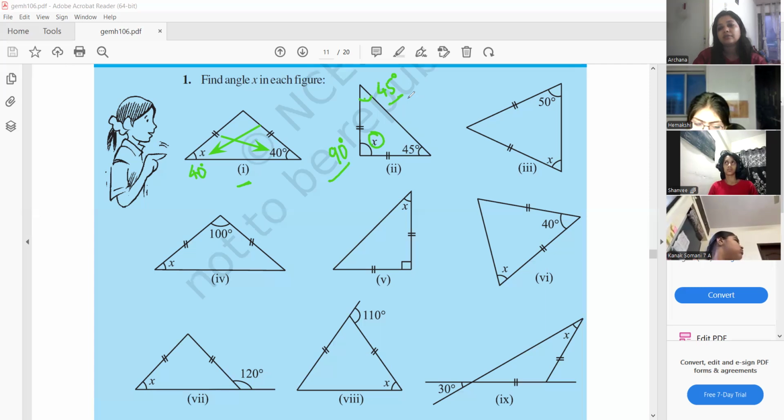Is she correct? Yes. Kanak, mute your screen. Shanvi, mute your screen.